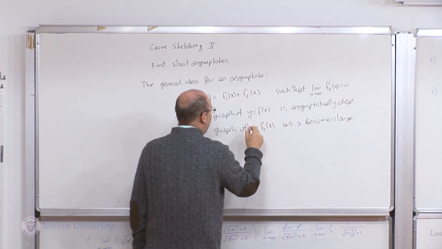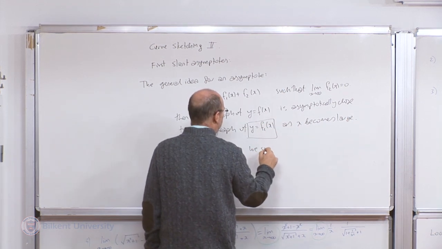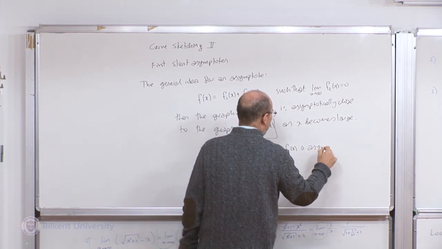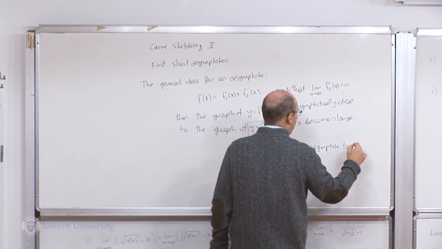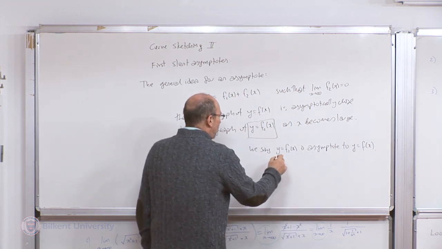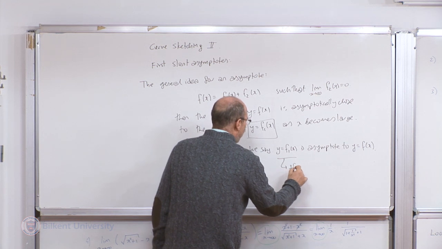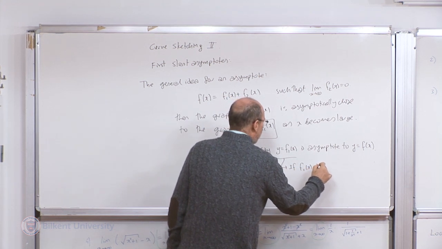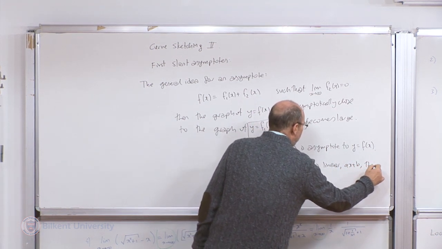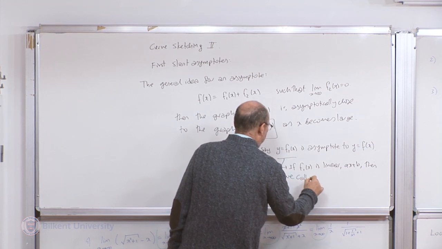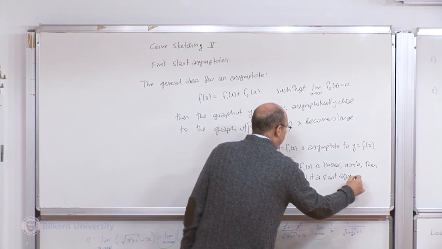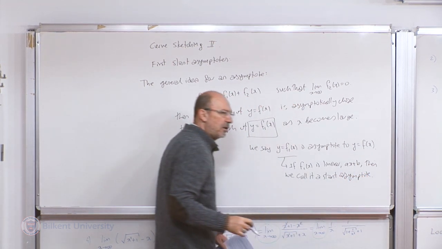Okay, so we say y equals f1 of x is an asymptote to y equals f of x. If f1 of x is linear, that is of the form ax plus b, then we call it a slant or oblique asymptote. Okay, so that's the general idea of understanding asymptotes.